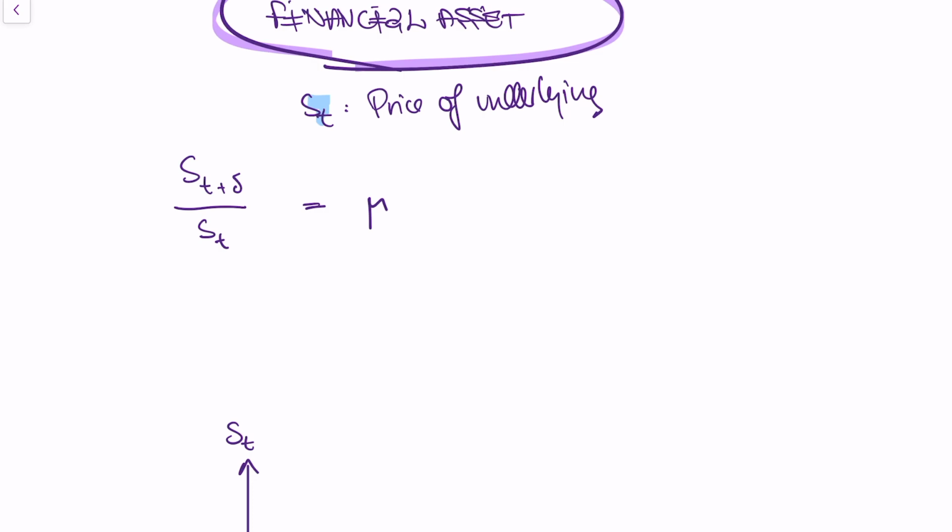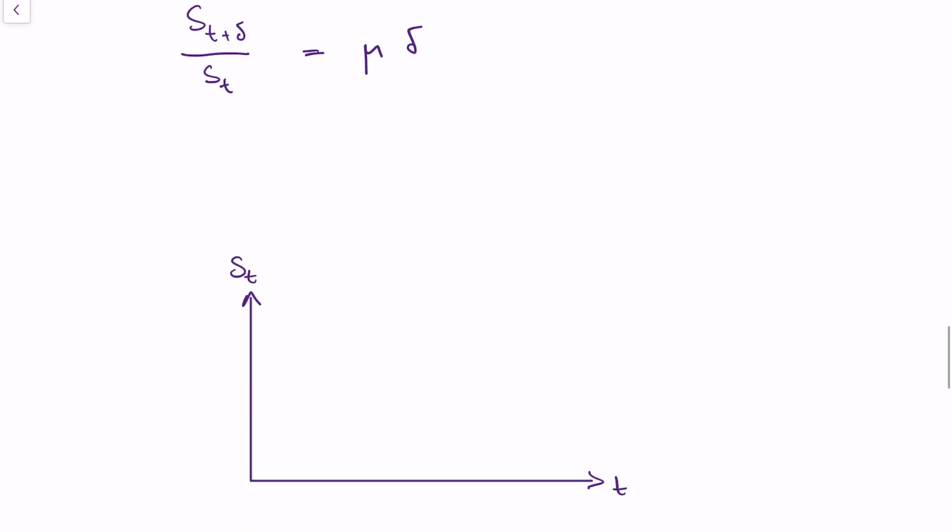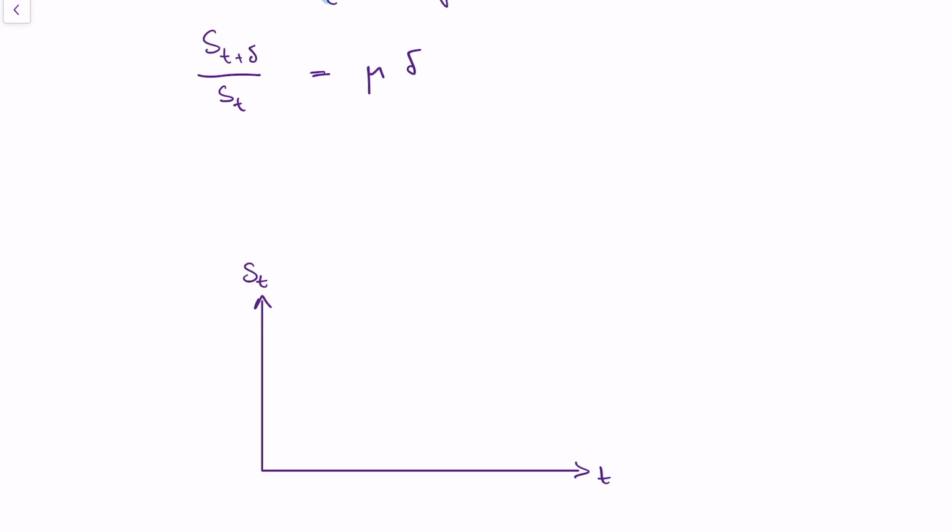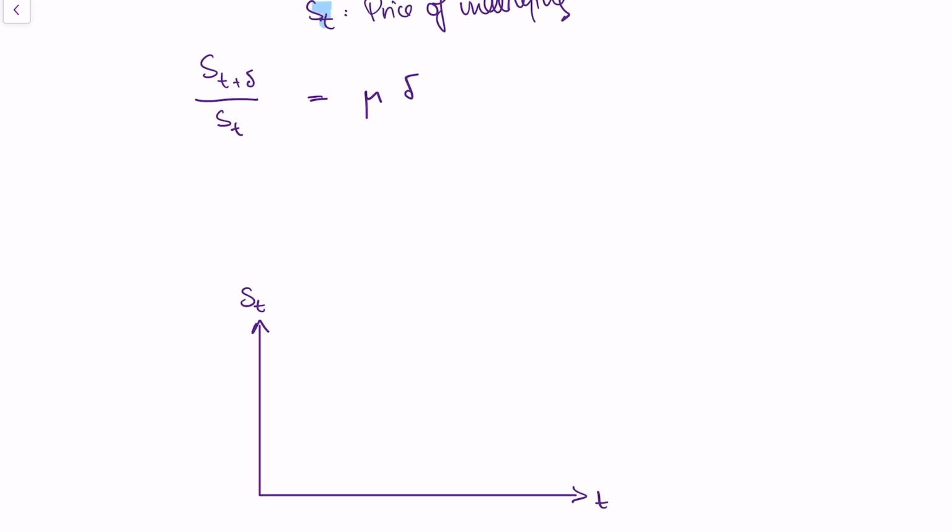So in other words, if I have an asset that gives 3% in 1 year, then it would give 6% in 2 years and 9% in 3 years. So it makes sense that we have a return and it is scaled linearly by the length of the time interval. And in our case, the time interval is denoted by delta. So if I plot this model, then our asset would look like this. Our asset price grows linearly in time, and the slope of this is given by mu, the return.